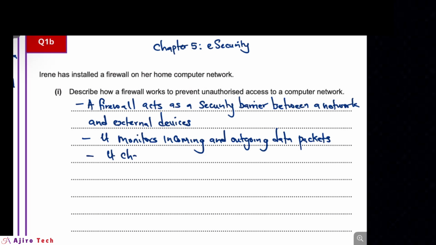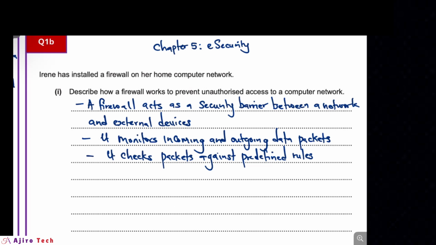A firewall checks packets against predefined rules. So that simply means what has been defined, right?